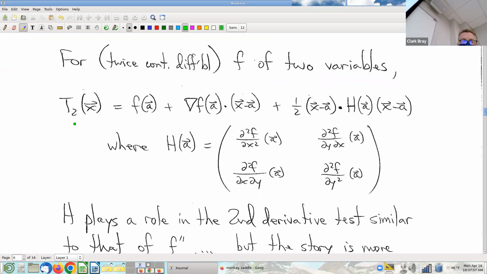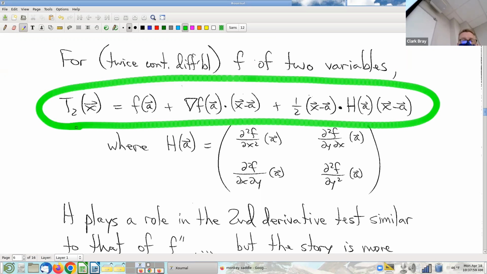That said, here's what your second order Taylor polynomial looks like. Quick side note, this is actually true for any number of variables, but the part where we have to restrict it to two comes very soon. But there is a zero order term of just the value of the function at the point that you're working on.